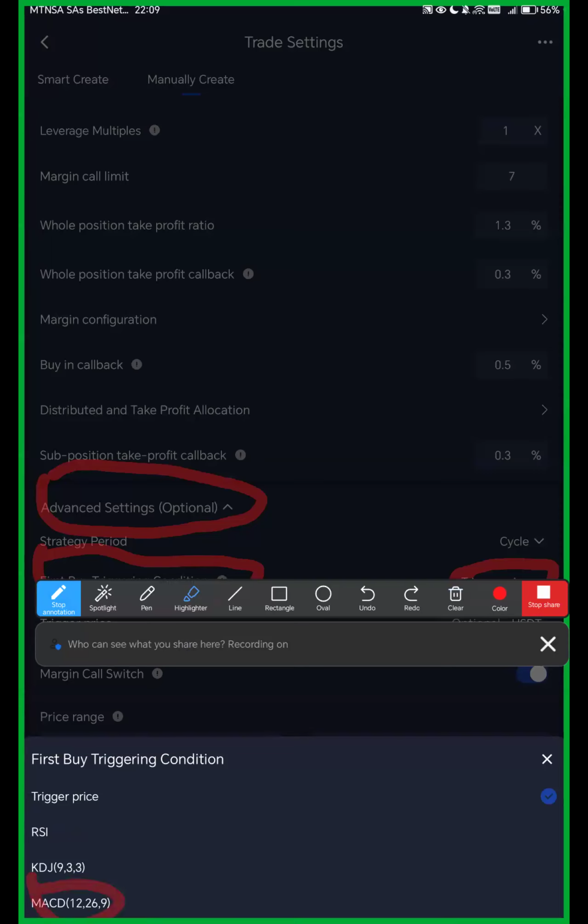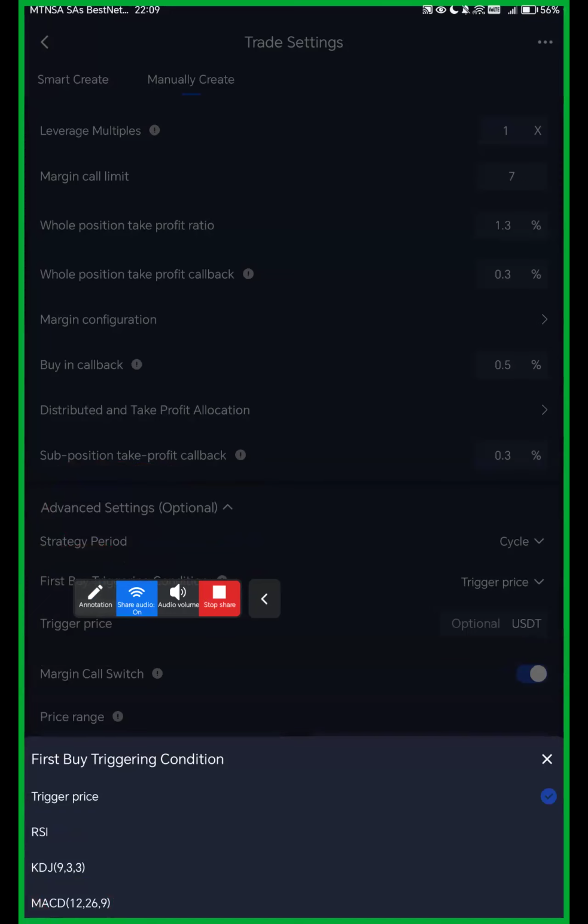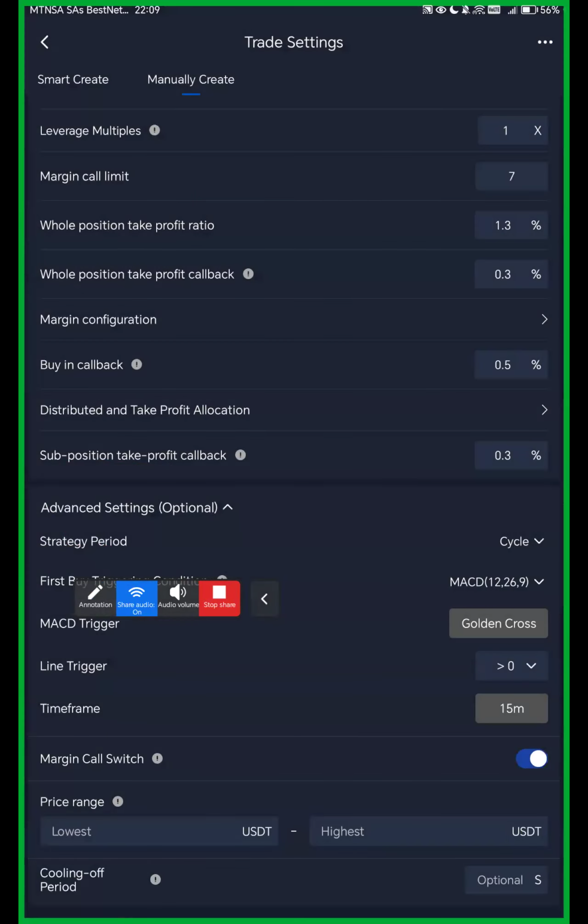The moment you tap on MACD, you are trading under a long. It is going to give you golden cross by default. What happened to my indicator now? Okay, it will give you golden cross by default.